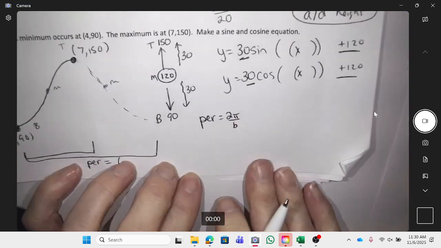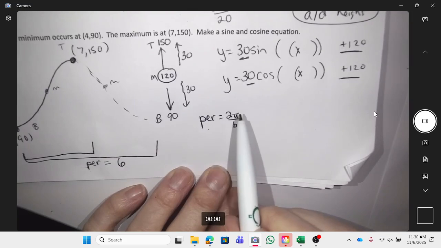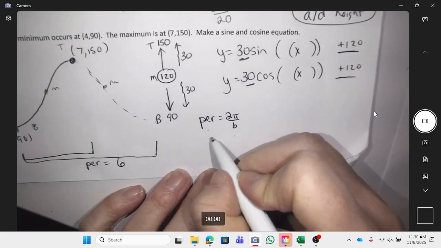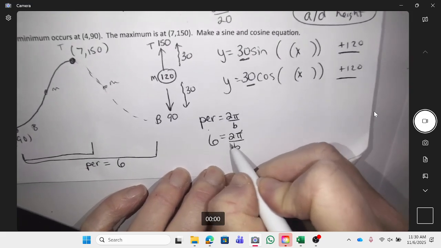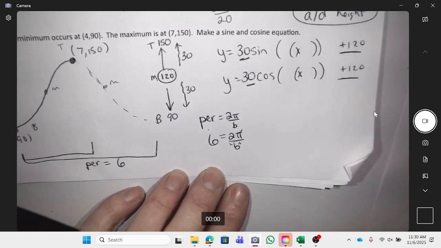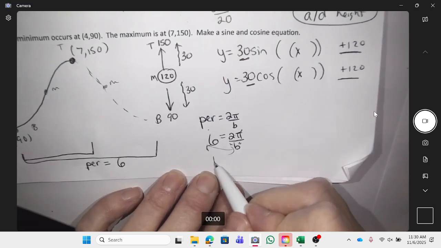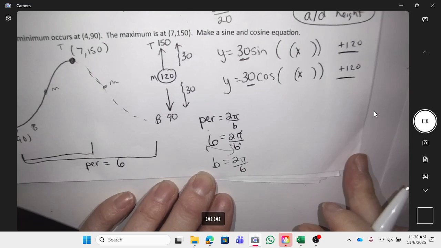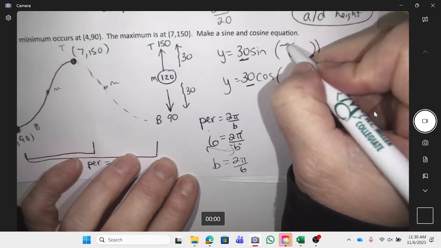Okay, so I'm going to use my understanding about the period. The period is 2 pi, but it can be compressed by b. So 6 equals 2 pi over b, solve for b. When I solve, I can just crisscross multiply. And you can write that value in. I'm going to reduce it.